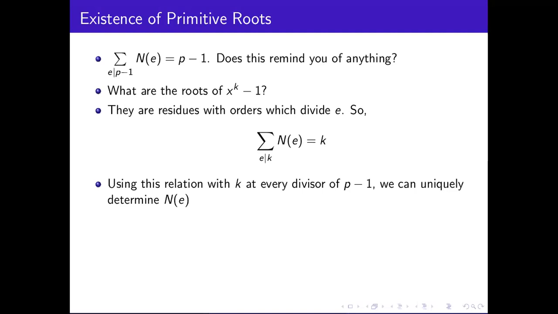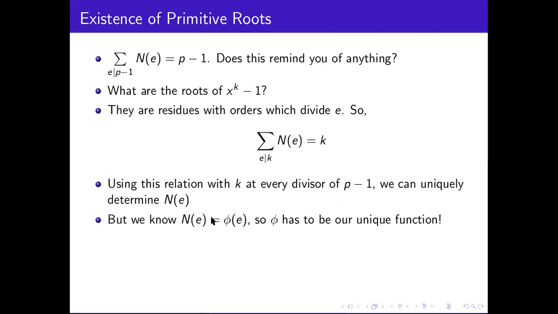But we already have a guess for what n(e) is. n(e) can be phi of e. If we plug in phi of e everywhere where n(e) is, all our relations are true. And since these relations uniquely determine n, this means that n actually has to be phi. So that means n(e) is equal to phi of e for every single e dividing p minus 1.